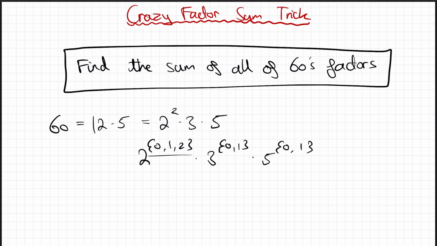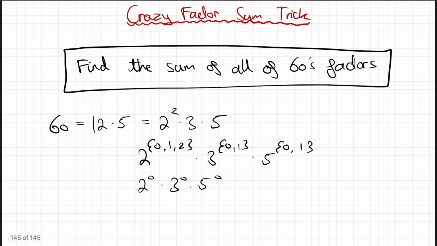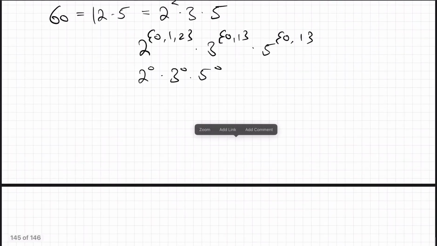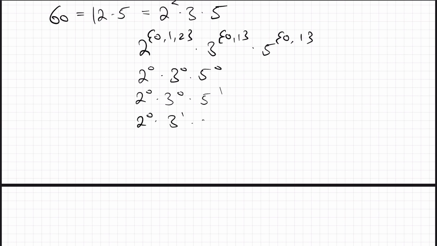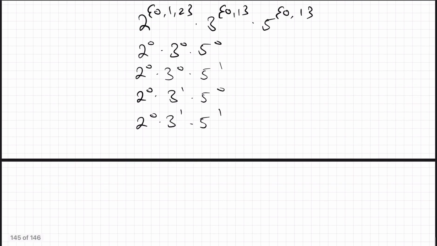So it might be 2 to the 0 times 3 to the 0 times 5 to the 0. There's one factor. Then we have 2 to the 0 times 3 to the 0 times 5 to the 1. Then we might have 2 to the 0 times 3 to the 1 times 5 to the 0. And this process just continues like so until we've eventually got through all of the factors.